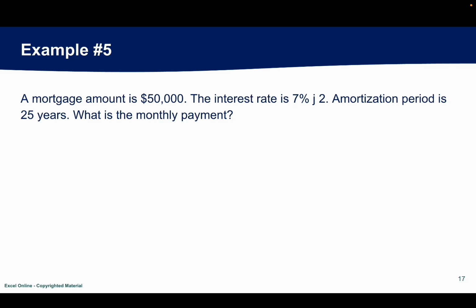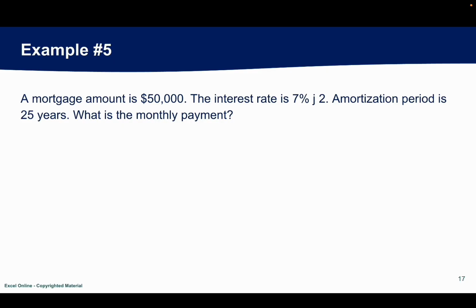Now moving on to example question 5. The question says a mortgage amount is $50,000. The interest rate is 7% J2. The amortization period is 25 years. What is the monthly payment? So we have to write down the 6 functions.